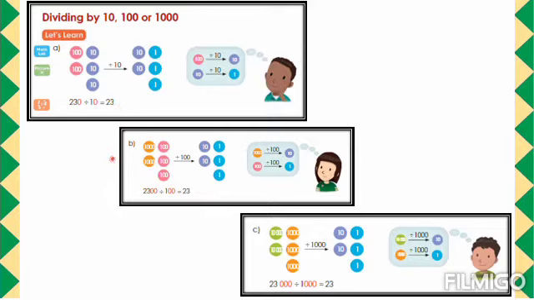Letter B, we have 2,300 divided by 100. Same thing we'll do, class, we'll just cancel the zeros. Cancel the zeros here and here. So we cancel all the zeros, and then divide the non-zero digits. So 23 divided by 1 equals 23.